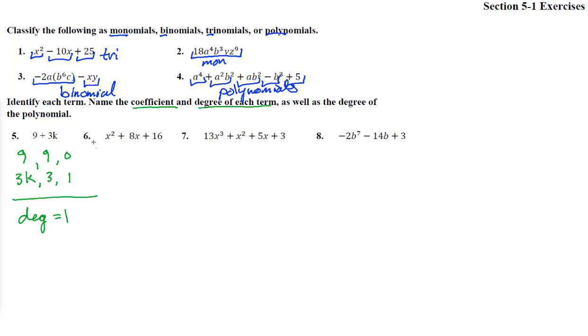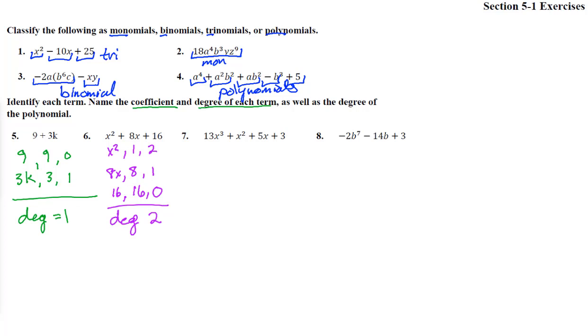All right, so number 6, we have three terms. We have x squared, we have 8x, and we have 16. X squared, the coefficient is 1. 8x, the coefficient is 8. 16, the coefficient on that constant term is 16. Now the degree on each one of these, this is a constant term, so it has no variable at all. This has a variable to the power of 1, and that has a variable to the power of 2. So the degree of the whole polynomial is 2.